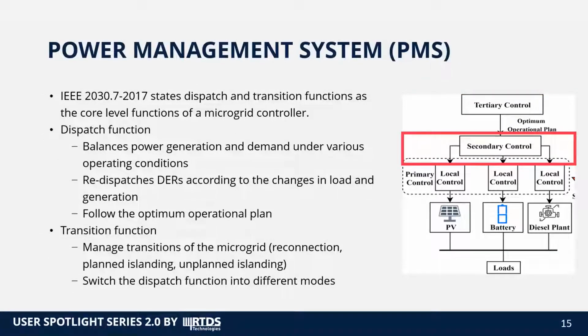The IEEE 2030.7-2017 standard states the dispatch and transition functions as the core level functions of a microgrid controller. The dispatch function balances the power generation and demand under various operating conditions, redispatches the DERs according to changes in load and generation, and follows the optimal operational plan suggested by the tertiary level control. Whereas the transition function manages transitions of the microgrid, such as reconnection, planned islanding, and unplanned islanding, and switches the dispatch functions into different operating modes.